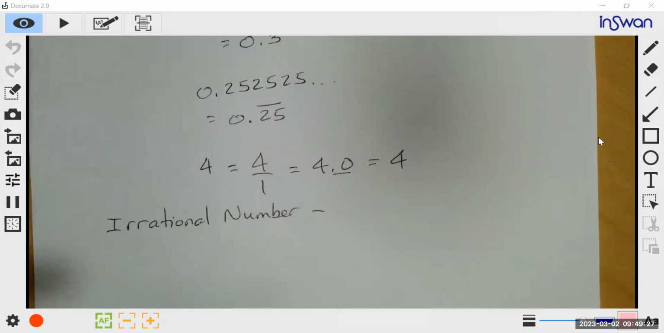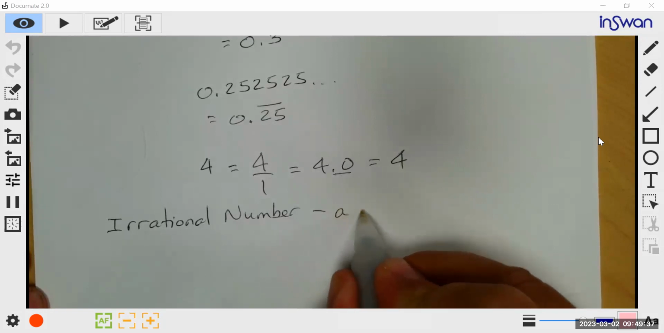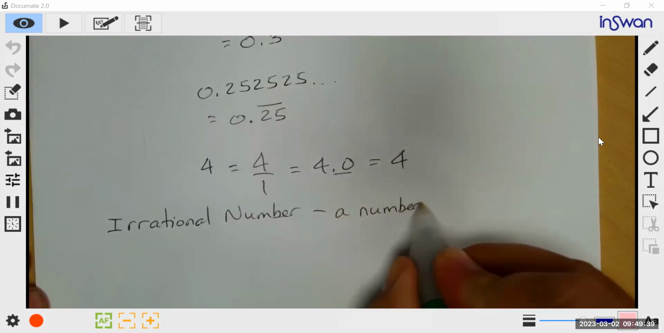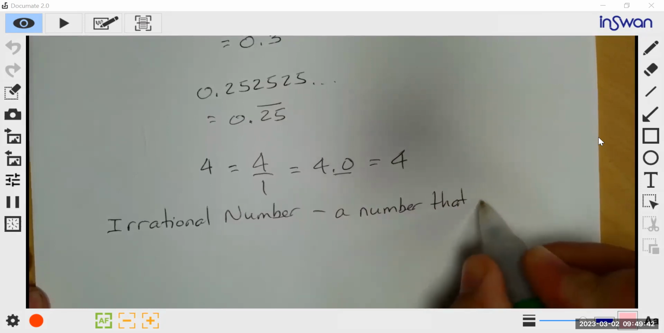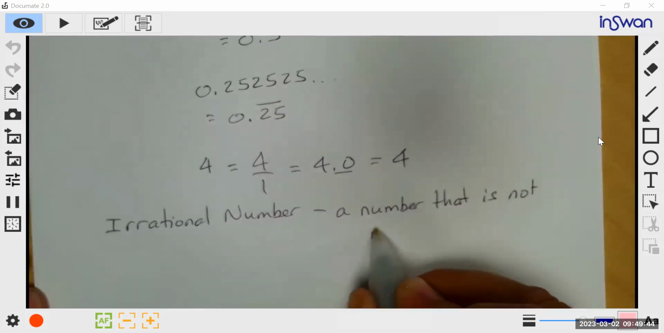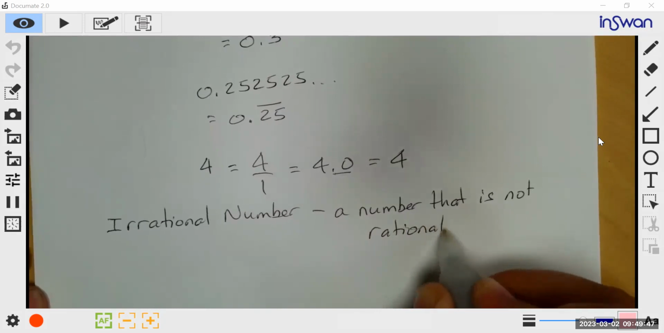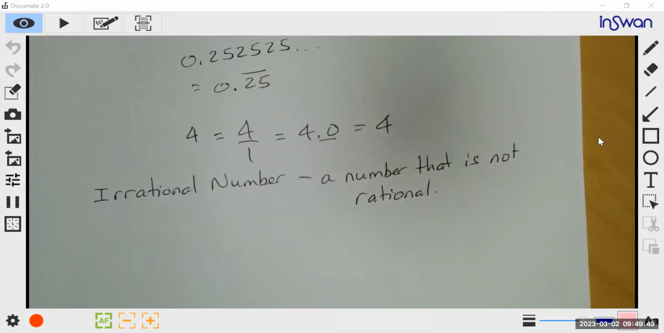An irrational number. This is section 4. It's hard to talk about one without talking about the other. So an irrational number is a number that is not rational. So if it's not rational, what does the number look like? Would it be the inverse of that? Which would be what?